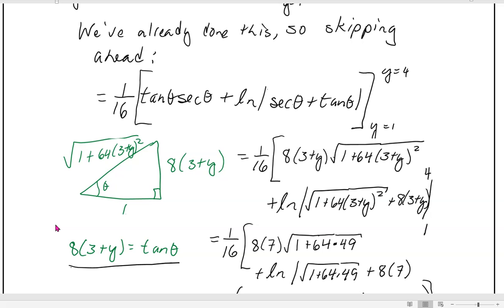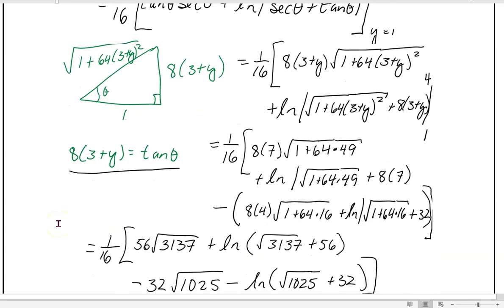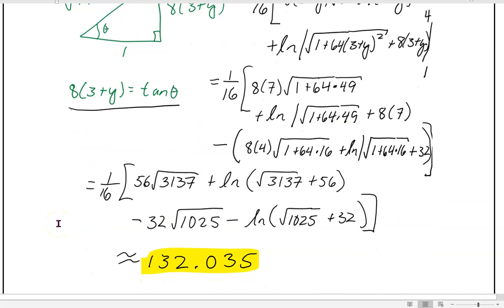Replacing those inside the expression and then plugging in the limits of integration 1 to 4 leads us to a very long and complicated exact solution and the approximate solution of 132.035. Based on the scale that we saw in our original picture, this does seem to make sense.